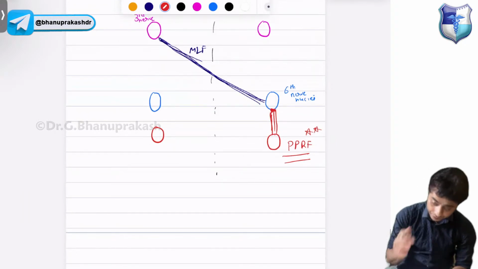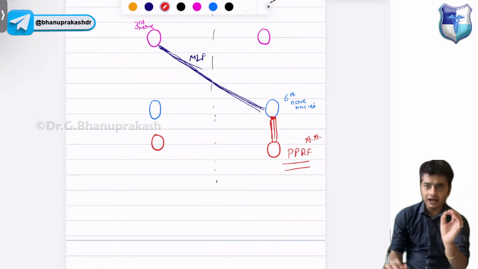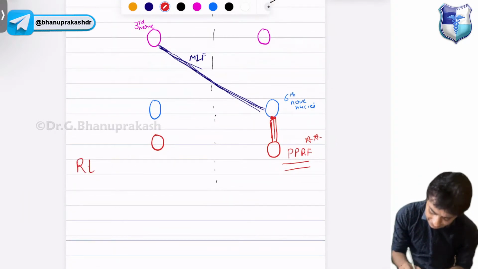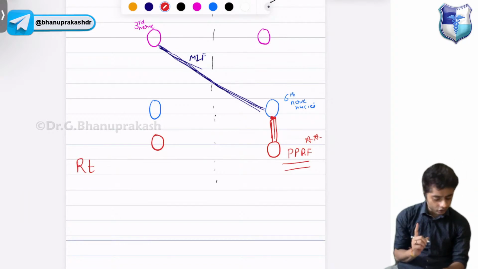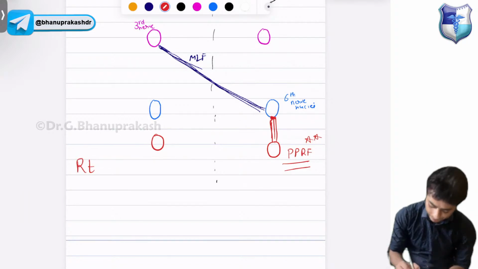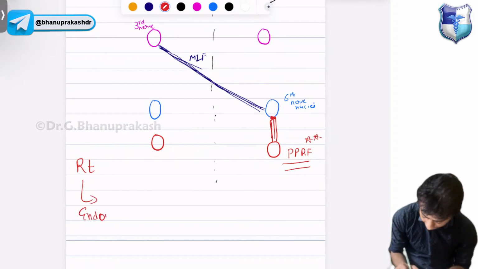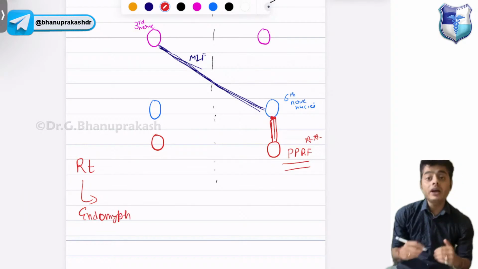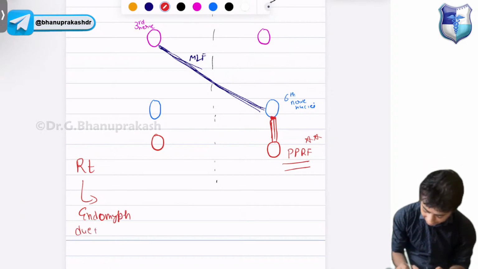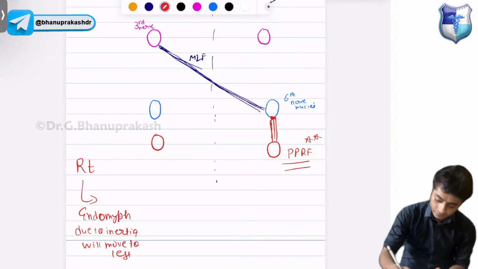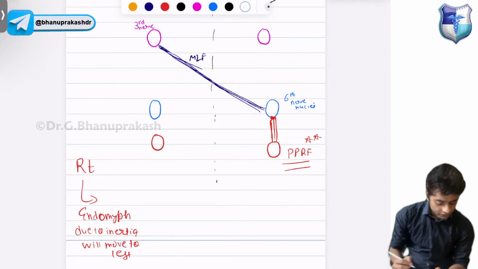Now suppose there is a patient and I am rotating his head to right side. If I rotate his head to right side, I have told in my previous lecture that endolymph, due to inertia, will move to left.